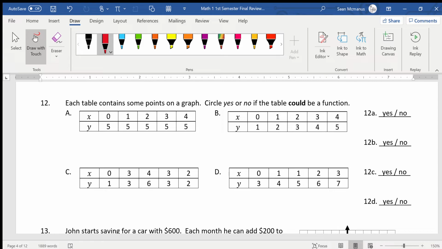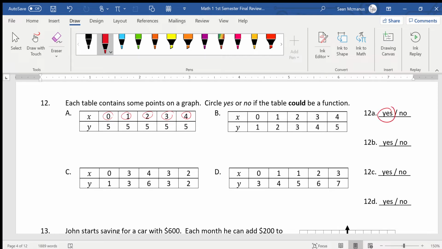This is a table view of what we did in problem 1, which is looking to see is there anywhere that the input has two outputs. So first we're going to look, is there any x that's repeated? So let's look at A, 0, 1, 2, 3, 4. There's no x's that are repeated. So that definitely could be a function, yes.